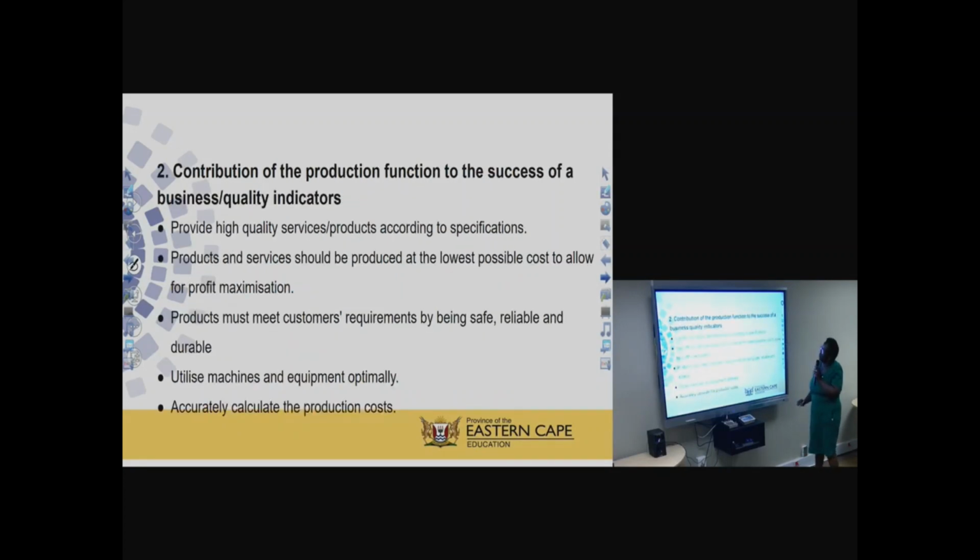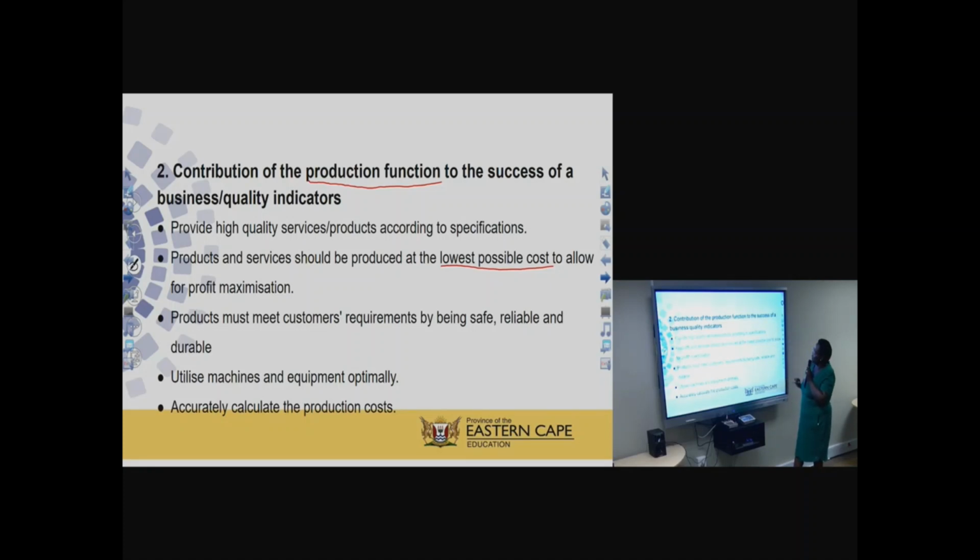Then the second function is the production function, where the actual production is taking place. It means that you must be able to provide high quality products according to specifications. Remember, you have the specifications in place. You have to follow the guidelines to produce products of high quality. Then those products and services should be produced at the lowest possible cost. Remember, you want to maximize profits. You can't maximize profits if you can't produce using the lowest possible cost.